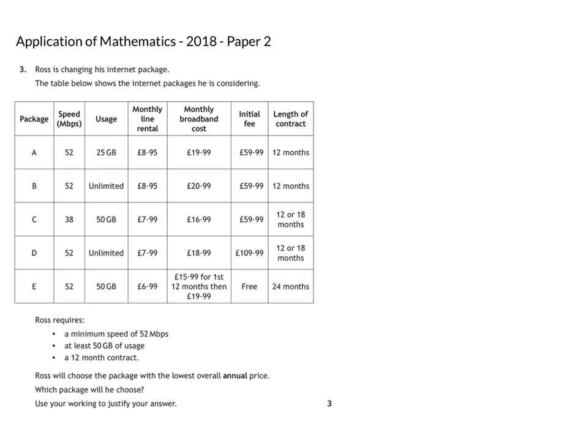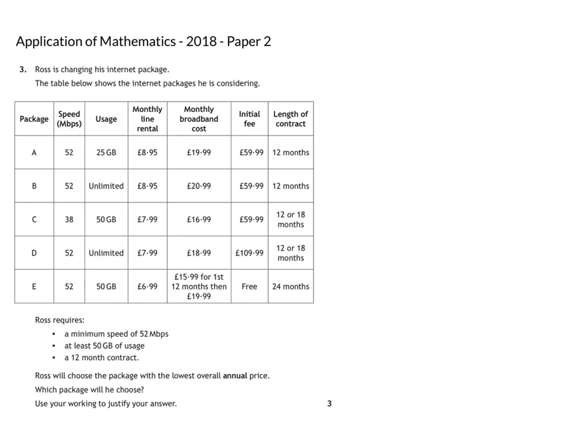Right, so Ross is changing his internet package. The table below shows the internet packages that he is considering. We need to use the fact that Ross requires a minimum speed of 52 megabytes per second, at least 50 gigabytes of usage, and a 12-month contract. Ross wants to choose the one that gives the lowest overall annual price, remembering annual means per year. Which package will he choose? And use your working to justify your answer.